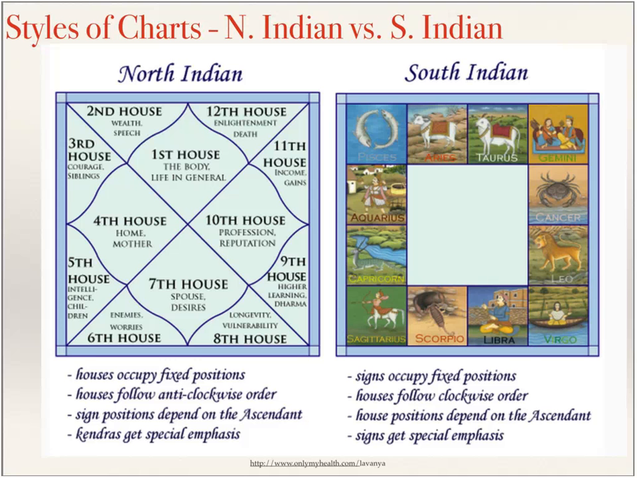Okay, so a little bit more about North Indian and South Indian charts. This is just to further show you the difference, right? So again, the houses occupy fixed positions in a North Indian chart, and they go anti-clockwise. And the signs depend, right? Again, the first house need not always be Aries. It can be Virgo, it can be Libra, anything, right? And so you always know in a North Indian chart that the topmost diamond is your first house.